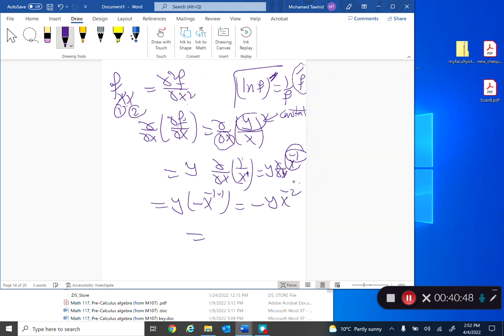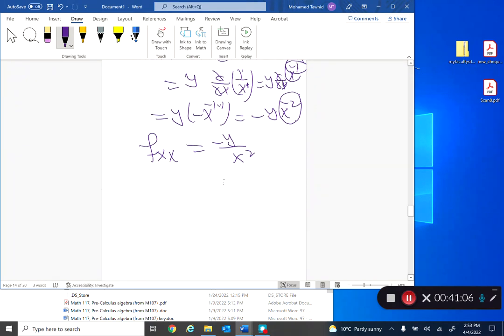You can leave it like this, or you can make this one negative y over x squared. Negative y over x squared. And that is our second derivative with respect to x. All right, so that is your f sub x.